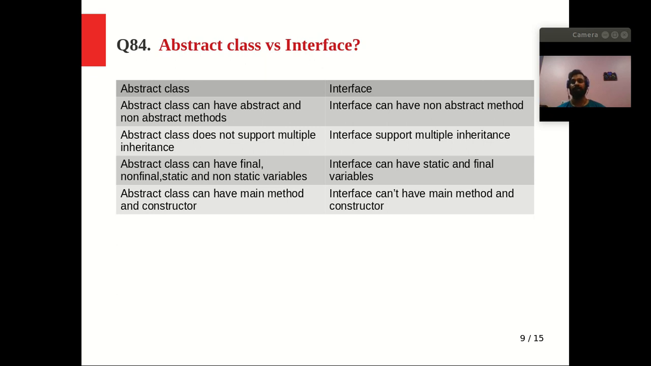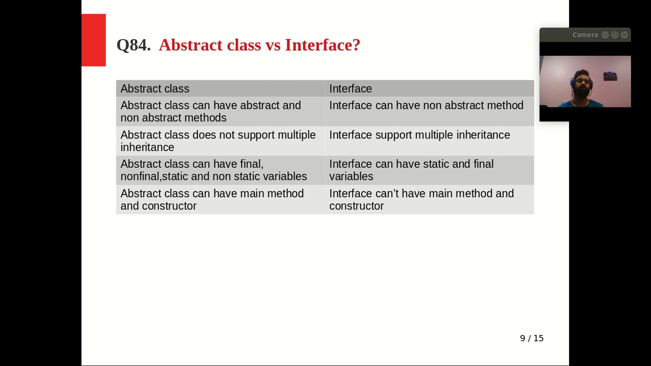But in an interface, it can have only static and final variables. So the variable defined in an abstract class can be final, non-final, static, or non-static. Okay, it can be an instance variable. But in an interface, the variable can be only static and final, right? Other than that, it is not possible to define in an interface.